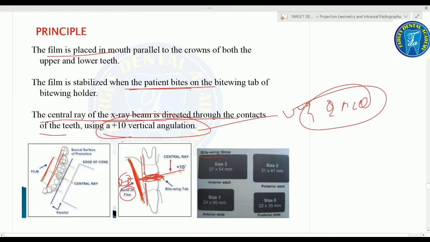For the bite-wing films, we use size 0, which we have already discussed, 22 by 35 mm, used in the posterior region of the child. Size 1, 24 by 40 mm, is used in the anterior region of the child. Size 2, the ideal size, is 31 by 41 mm and is used in the posterior region of the adult, while size 3, 27 by 54 mm, is used in the anterior region of the adult.